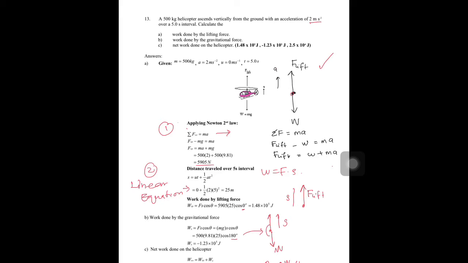Okay. Then you find out the work done by the gravitational force. Gravitational force we also call a weight. W is equal to mg. We have to find out that work done. So net work done is equal to W net is equal to W lift minus W G.